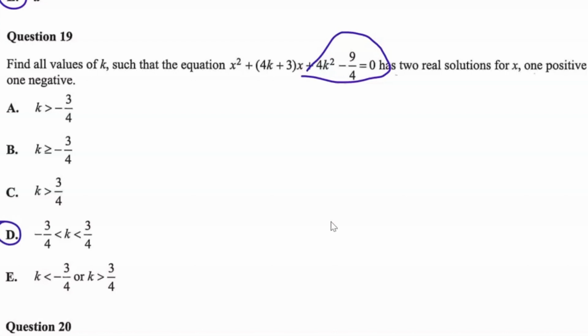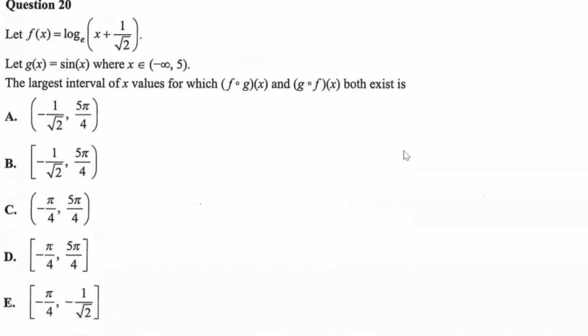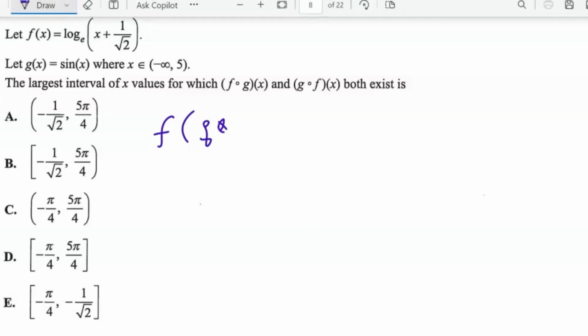All right. The last question from this section is, we're actually finding the largest interval of x values for which f of g. So let's get this one here, the largest value, f of g. All right. So we sub it in. What do I get if I sub down here? So that is going to be sine x. So we're just going to replace the x with sine x plus 1 over square root 2. Well, that's what it is anyway.